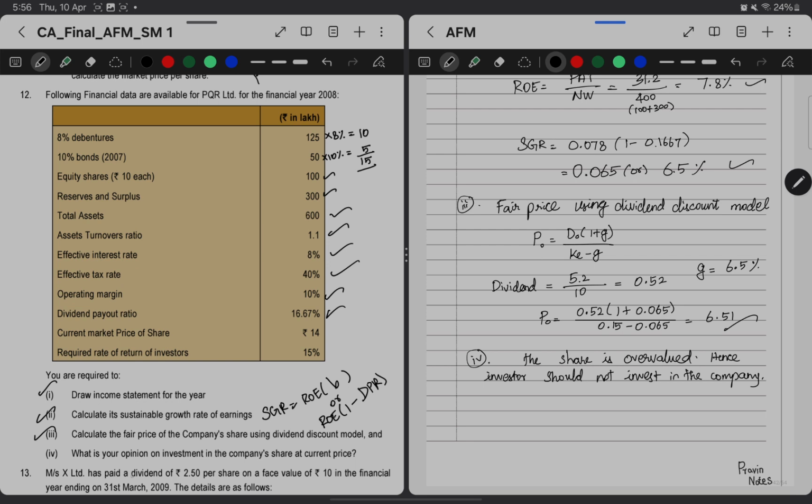Now they are asking what is your opinion on investment in the company share at current price? So the current price is coming up to 6.51, but as we can see current market price of the share is 14. So the theoretical market price is 6.51, but the actual market price is 14. So the share is overvalued. Hence investors should not invest in the company, or if we have already invested, then it is better to sell the shares right now. Thank you.